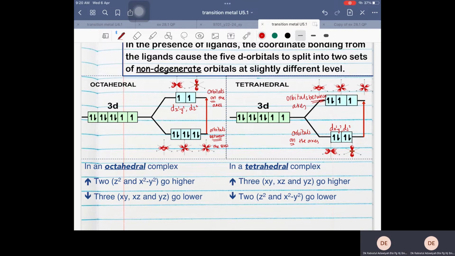Can you understand that? Basically, it's just worded differently from how I have explained it, but the idea is the same. For tetrahedral, this time, it's the dxy, dxz, and dyz that line up exactly with the ligands, which are in between the axes. So they are the ones that feel the most repulsion. Therefore, these three orbitals will have higher energy than the two orbitals.